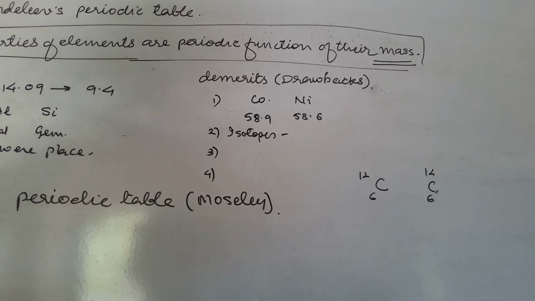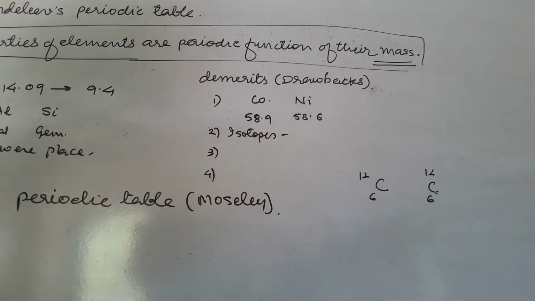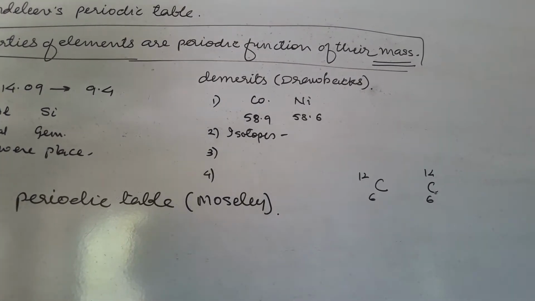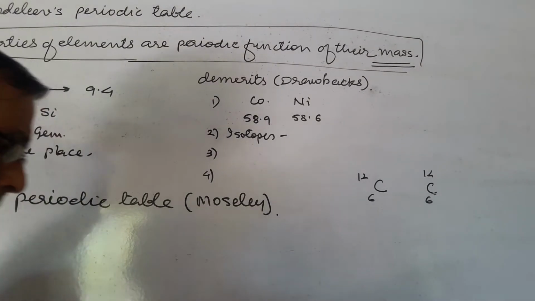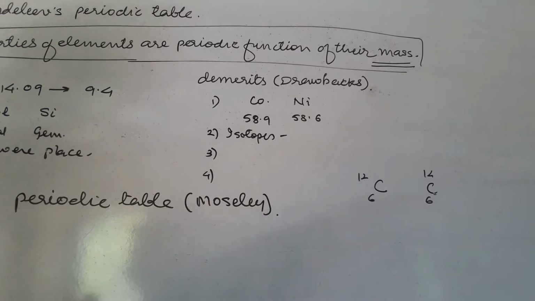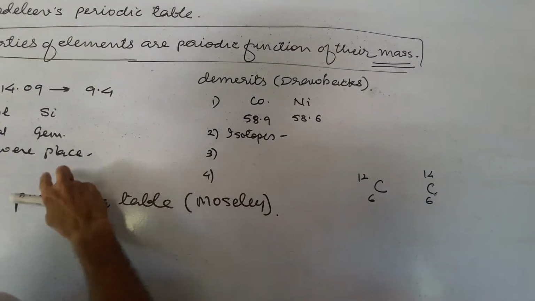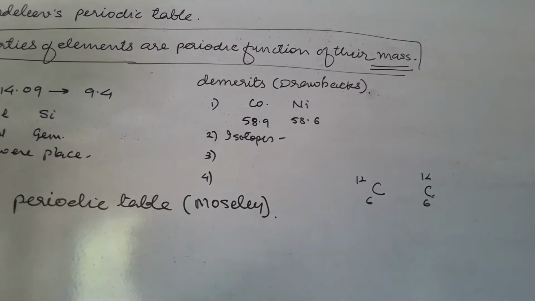And one more, the last one, hydrogen. Actually, hydrogen can react with both sodium, the alkali group, and the halogens group, but it has been placed in the first group, and that's why hydrogen did not find a proper place in Mendeleev's periodic table. So these are the drawbacks of Mendeleev's periodic table. Very important. Merits and demerits are very important, and this question can be asked in the exam.